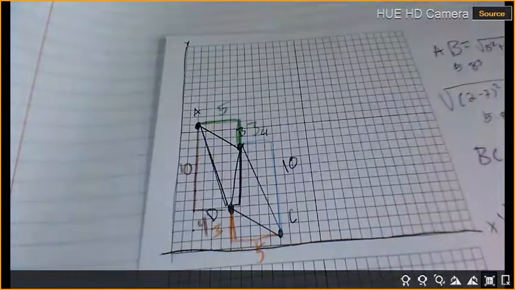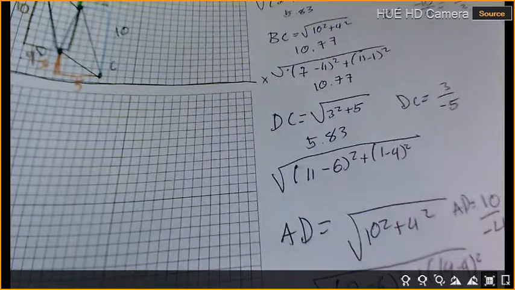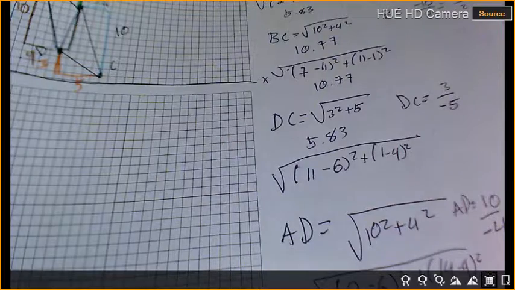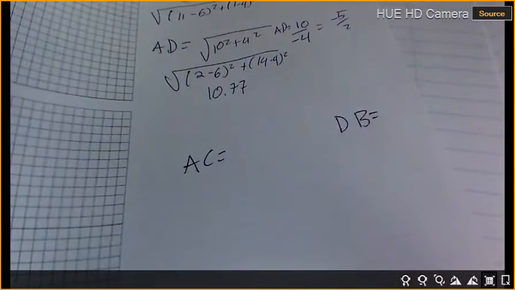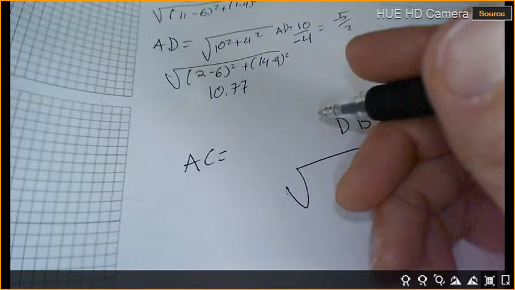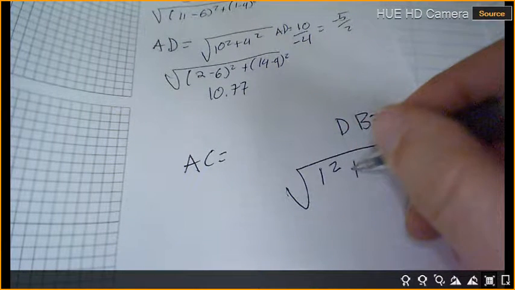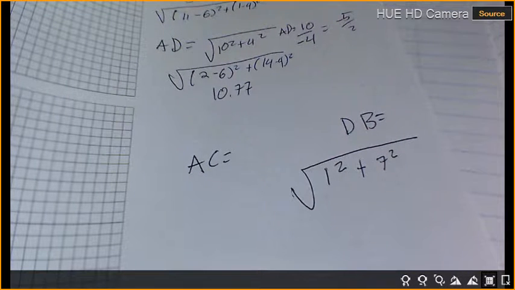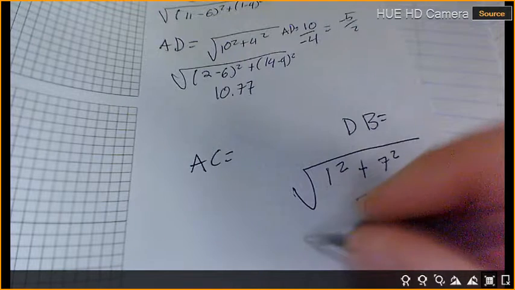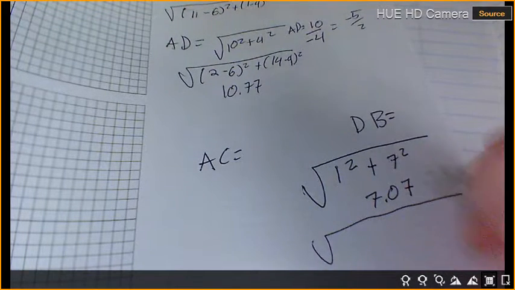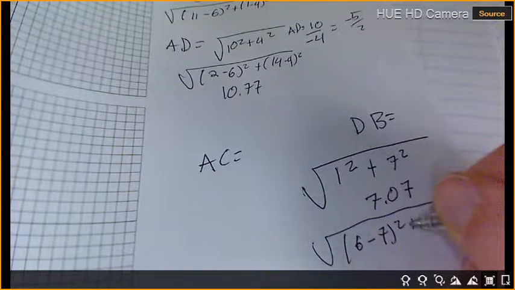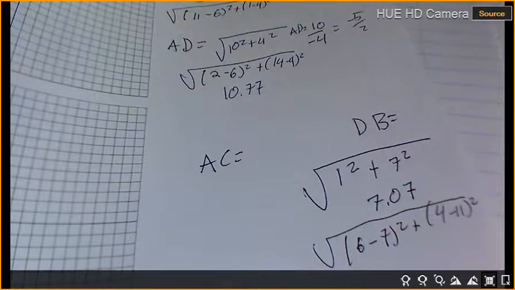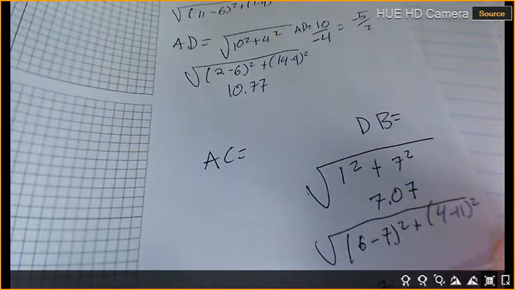Over and up. So D to B. D to B, I'm going one squared plus seven squared. I'm putting that in my calculator. Gives me 7.07. And you could do it the algebraic way again as well. You can go 6 minus 7 squared plus 4 minus 11 squared. You'll get the same answer. And the slope is going to be up 7 over negative 1 or negative 7.